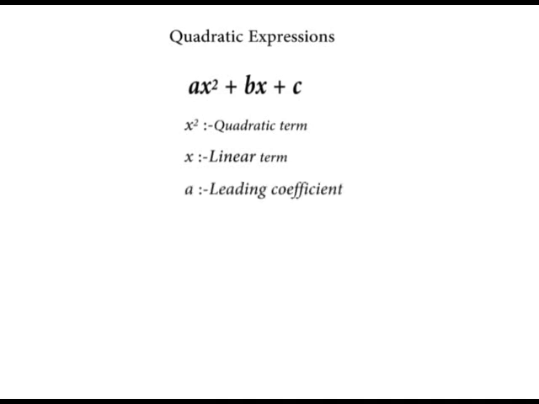B is the coefficient of the linear term. It is also called the linear coefficient. And c is called the constant or the constant term. For example, in an expression like 3x squared plus 4x minus 8, 3 is the leading coefficient, 4 is the linear coefficient, and minus 8 is the constant. Keep these definitions in mind. We will be using them throughout this chapter.